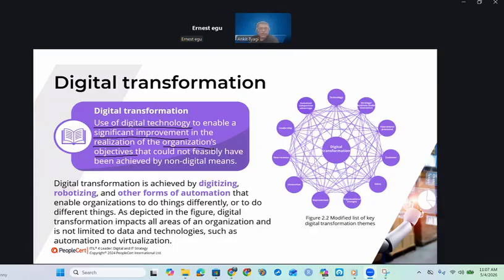Digital transformation is achieved by digitizing, robotizing, and other forms of automation that enable the organization to do things differently or to do different things. As defined in the figure, digital transformation impacts all the areas of an organization and is not limited to data and technology.